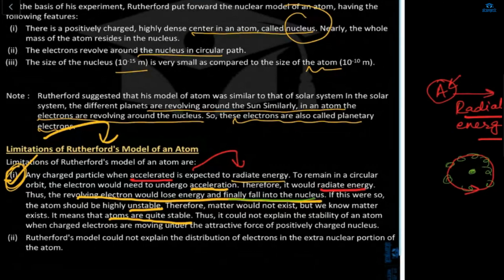So if this were so, the atoms should be highly unstable. Therefore, matter would not exist, but we know matter exists. So it means that atoms are quite stable. Thus, it could not explain the stability of an atom. So the summary of this paragraph, the limitation, is that Rutherford could not explain the stability of an atom when charged particles are moving under the attractive force of a positively charged nucleus.